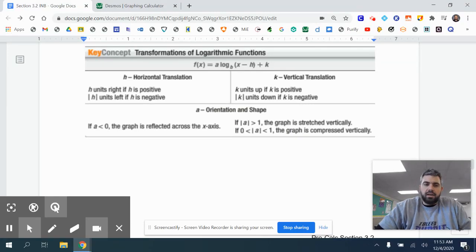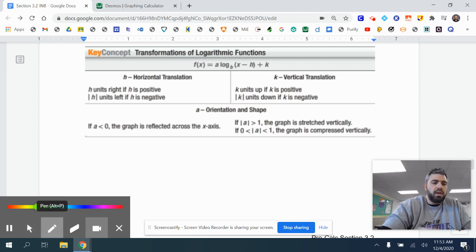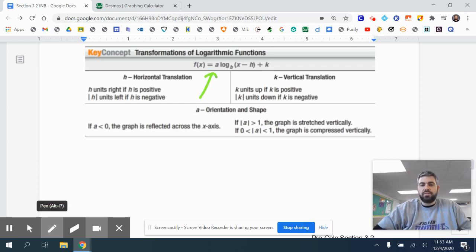So we're going to be looking at the graphs of logarithmic functions and their translations, right? And so we have some important things. We have a, remember a is, if it's negative, it's going to flip it over the x-axis. If it's bigger than 1, it's going to stretch it vertically. And if it's some fraction between 0 and 1, it's going to compress it vertically, right?